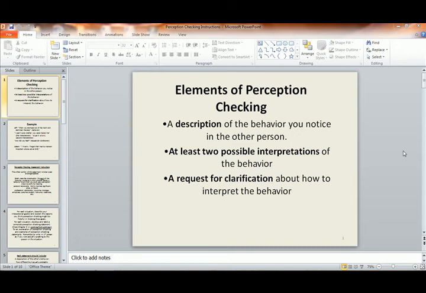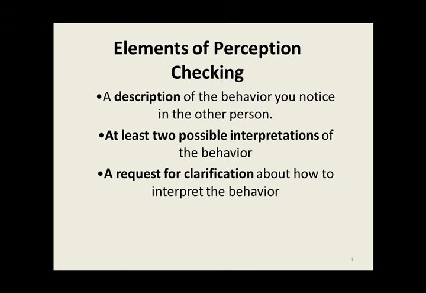In this video lecture, I will go over the elements of perception checking and then talk about the perception checking assessment for interpersonal communication. Very quickly, the elements involved in perception checking include a description of the other person's behavior, at least two possible interpretations for that behavior, and a request for clarification.